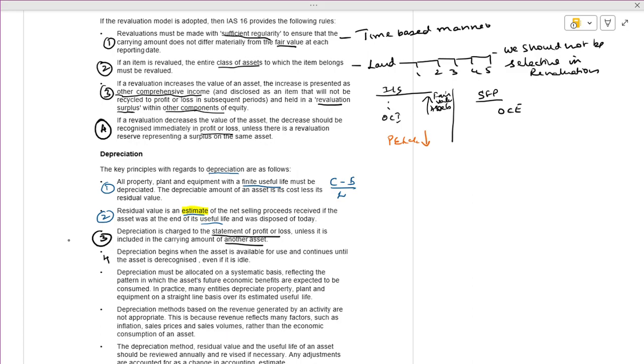It begins when the asset is available, meaning if an asset is in use, definitely we will apply depreciation until it is de-recognized or removed from the balance sheet. If it exists in the statement of financial position, depreciation will be reflected. This is point number 4.